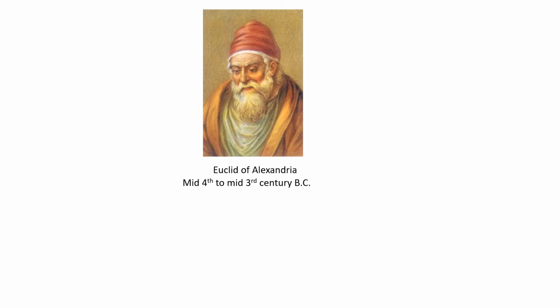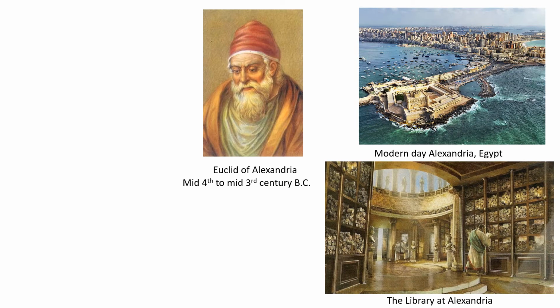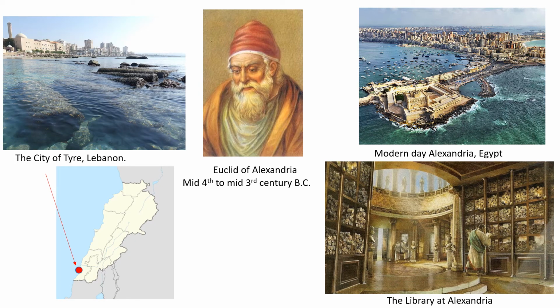Fast forward a few years, we come to this guy, Euclid of Alexandria. Here we see modern day Alexandria, and Alexandria is perhaps most famous for its library, which most famously burnt down. But interestingly, Euclid is not believed to have come from Alexandria, despite being called Euclid of Alexandria. He was actually believed to have been born in the city of Tyre, which is located in modern day Lebanon. But it is likely that he worked in Alexandria during his life.